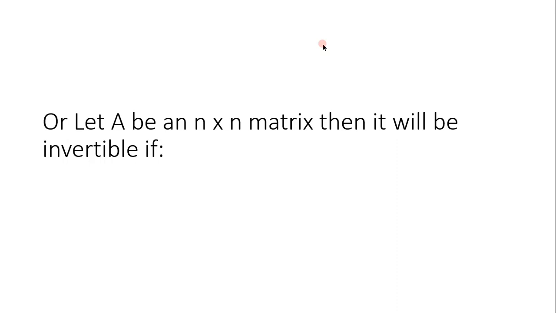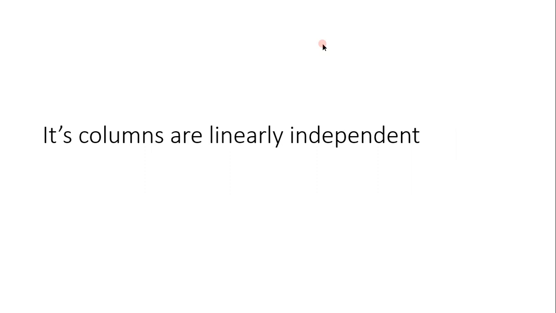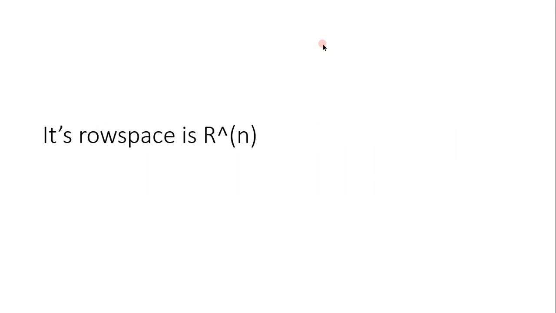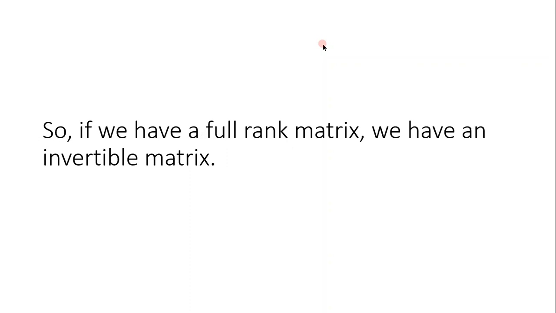Let A be an n by n matrix, then it will be invertible if and only if its columns are linearly independent, its rows are linearly independent, and its row space is the entire vector space which it's in. So if the rank is 2, then the row space will have to be R squared. The same with the column space. So if we have a full rank matrix, in other words, an invertible matrix, which is a pretty handy tool.